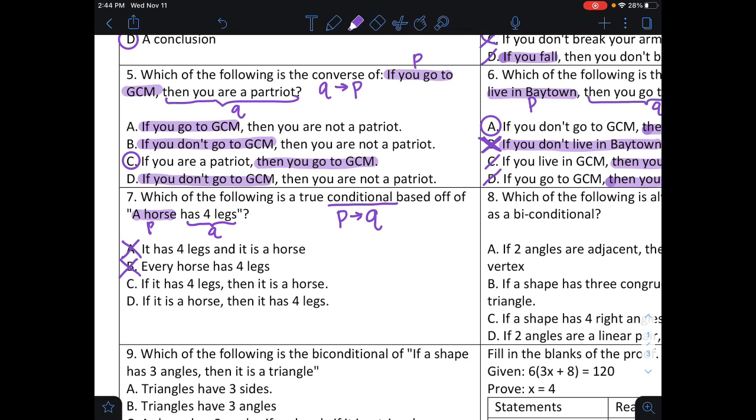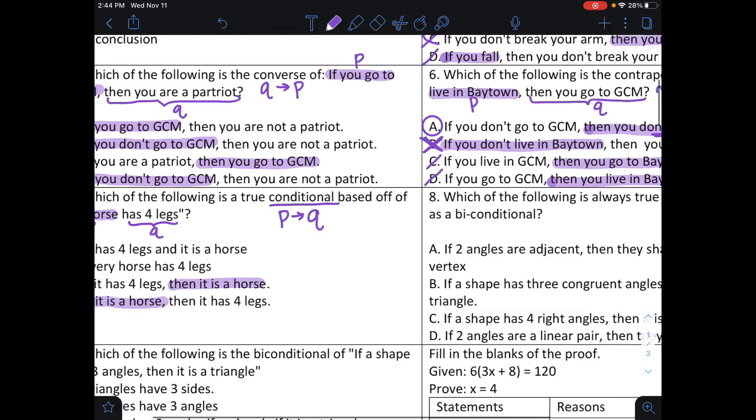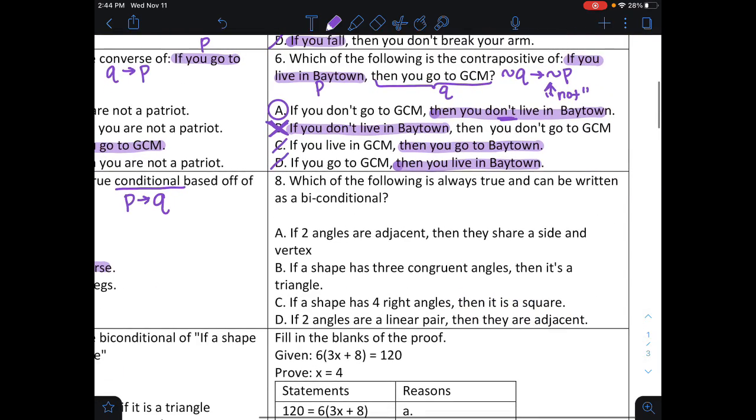So horse is supposed to go first. So the one that is better is D. C is not quite it. We needed horse to be first and legs to be second. You want to go in the same order as the original statement.